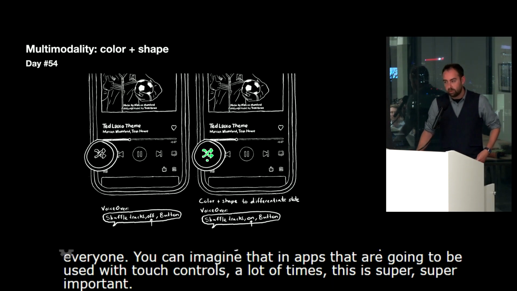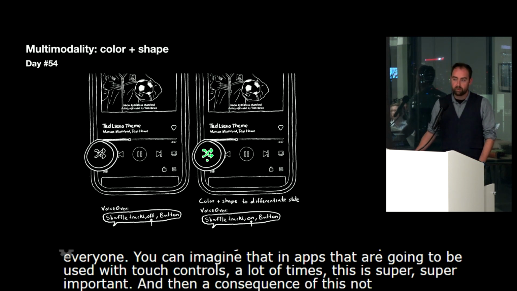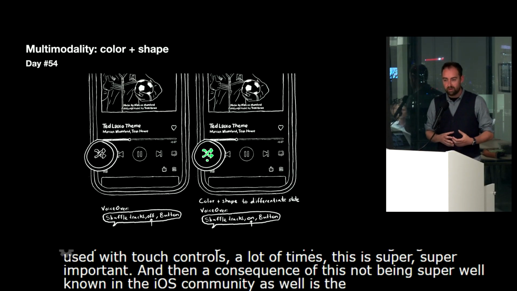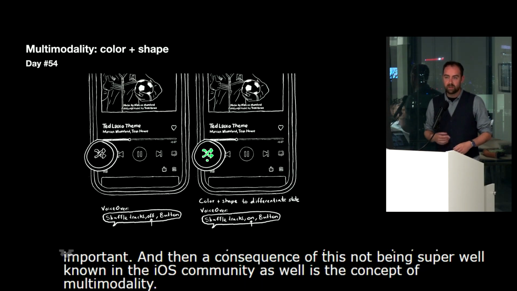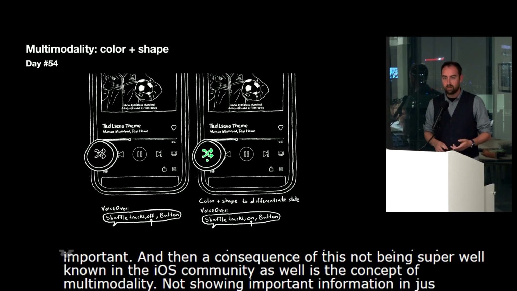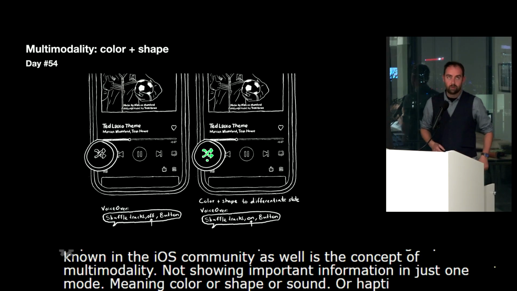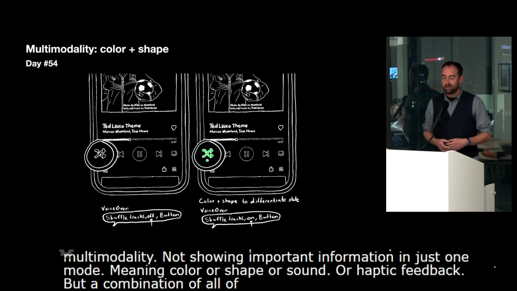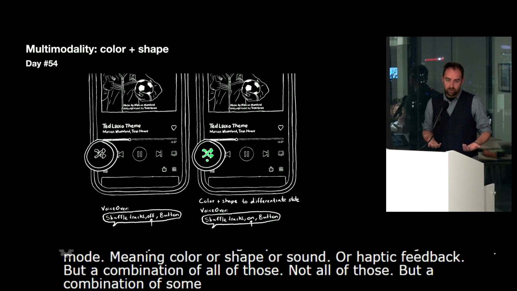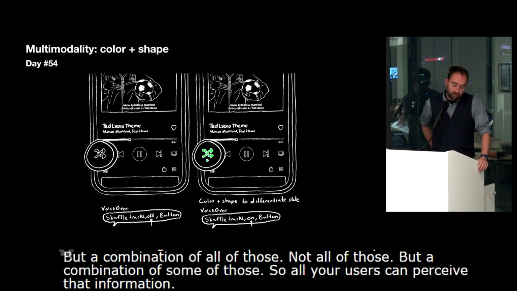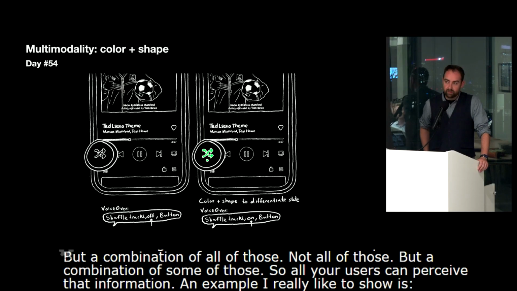And then a concept that is not super well known in the iOS community as well is the concept of multimodality. So not showing important information in just one mode, meaning color or shape or sound or haptic feedback, but a combination of some of those, so all your users can perceive that information. And an example I really like to show is the shuffle button in Spotify.